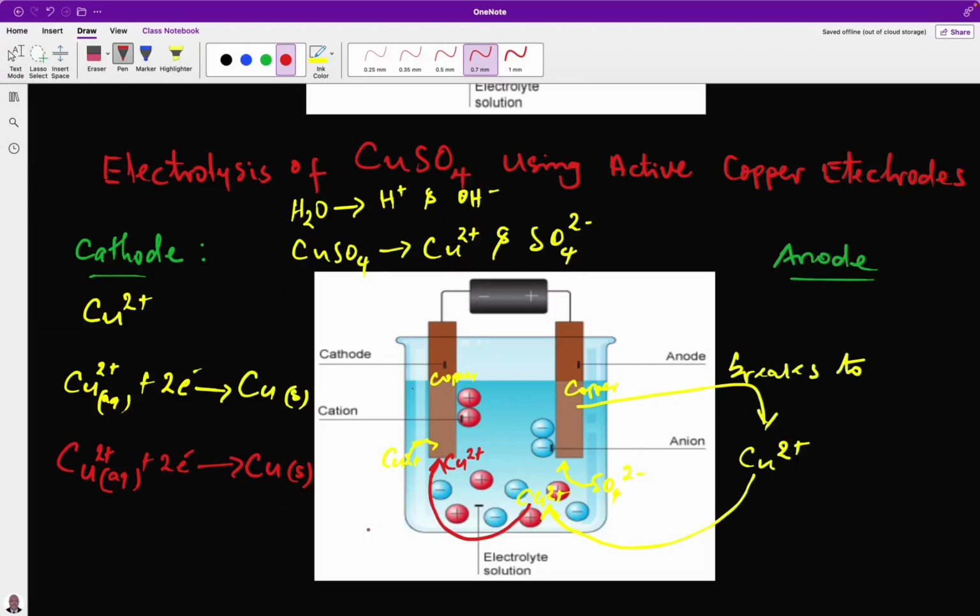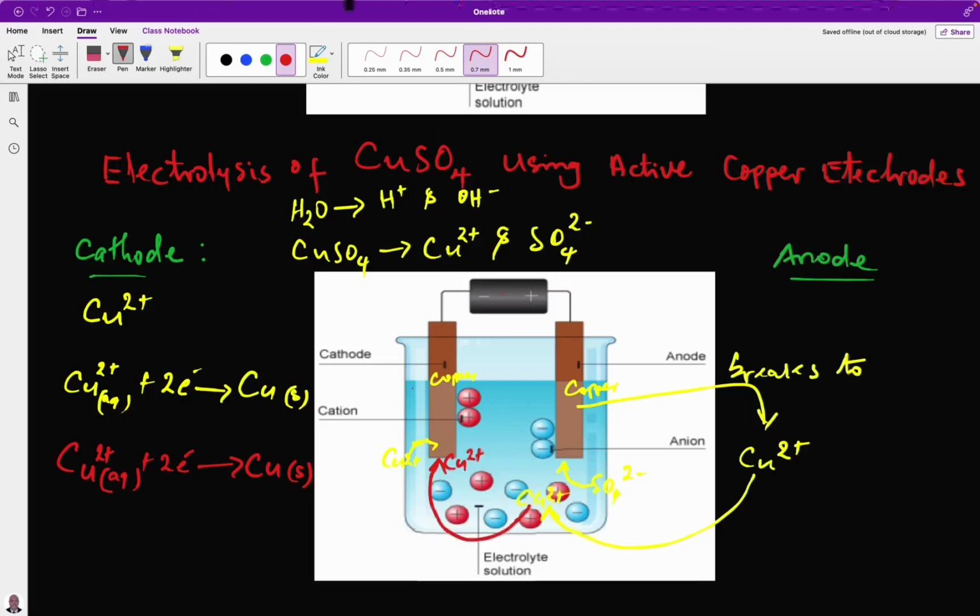The cations will go to the cathode, and in that case we had copper ion and hydrogen ion. Then at the anode, we will also have the sulfate. But remember that since they are active electrodes, at the cathode, the copper in solution will get electrons and is reduced to copper solid.